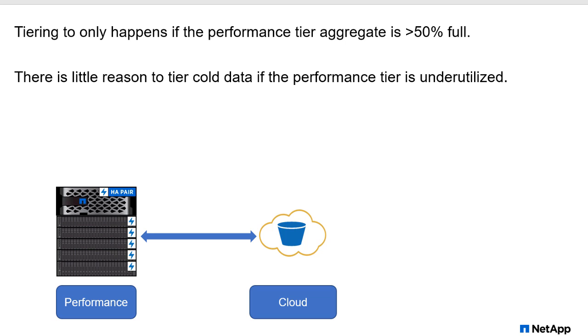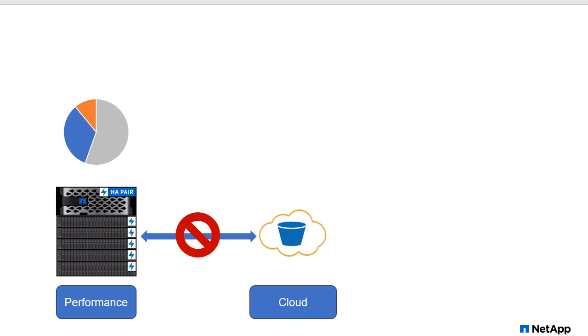There's little reason to tier cold data to the cloud if the performance tier is being underutilized. The idea was that if you have all this extra capacity, there's no need to tier it, especially if that means you get another bill when you do so, which is probably going to happen when you're tiering to a public object store. So here's an example. We have hot data in orange, we have inactive data in blue. It still hasn't crossed 50%, and so no tiering is going to take place.